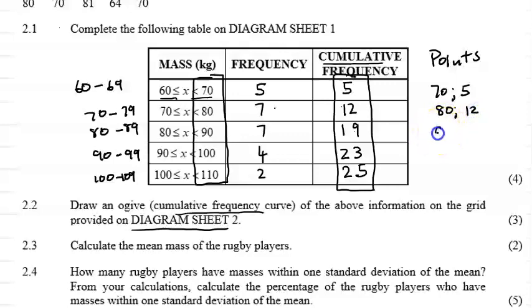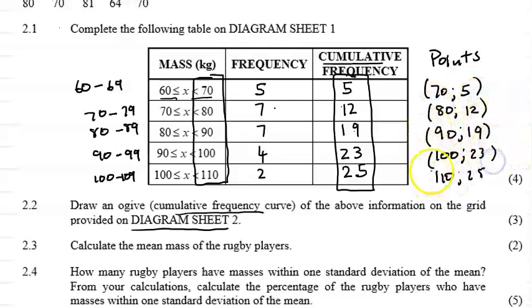The third point will be 90 and 19. And then it will be 100 and 23: 100 is the x value, 23 will be the y value. And then 110 and 25. So once again, you will plot the upper boundary of each interval with your cumulative frequency. Those are the points that you are going to plot.